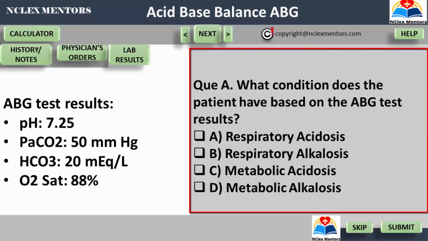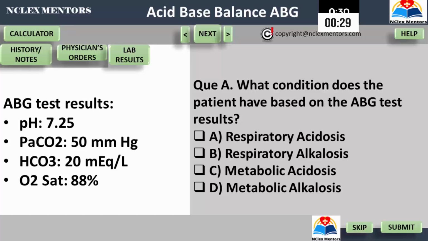The options for this question given on the screen are: Option A, respiratory acidosis. Option B, respiratory alkalosis. Option C, metabolic acidosis. Option D, metabolic alkalosis. I will give you some time to go through the question and the options. You can see the timer running on the upper right-hand corner of the screen, but if you need more time, you can pause the video as well.